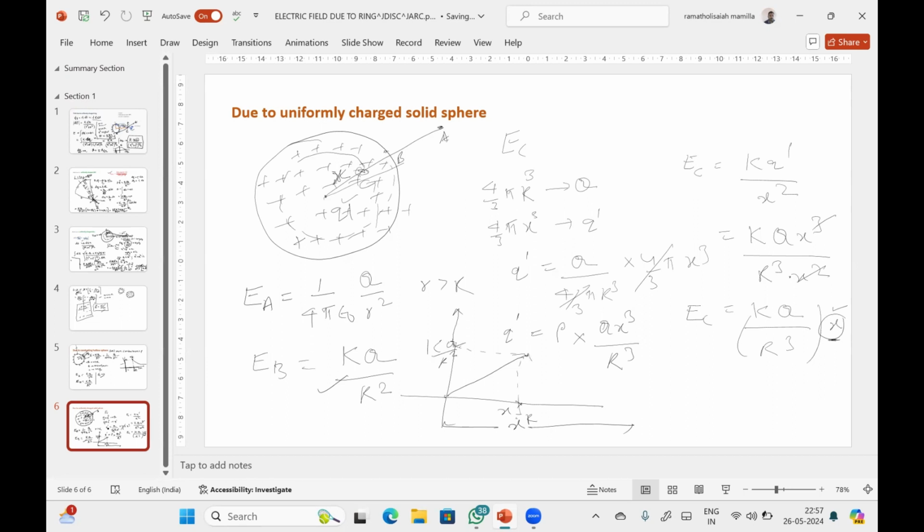Thereafter, again a parabolic curve, E is proportional to 1 by r square. Inside, E is directly proportional to x. So it increases linearly up to the surface for a uniform solid sphere, and thereafter it reduces parabolically like this. So this is the field calculation. Remember all the formulas. The fields due to ring, disc, arc, hollow sphere, solid sphere, and semi-hollow sphere, I will give using Gauss law again in another section. Thank you all.